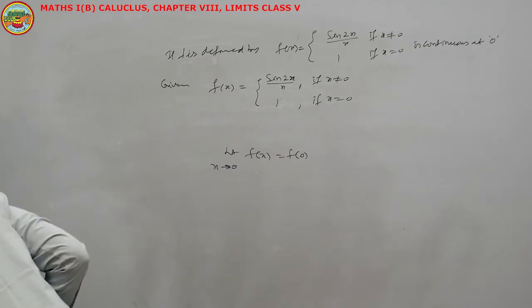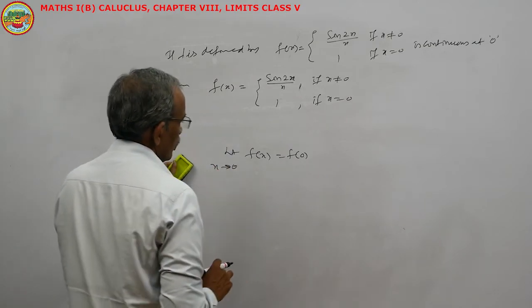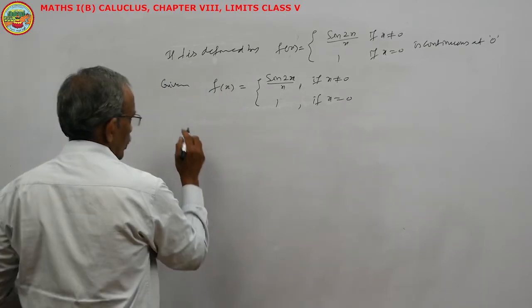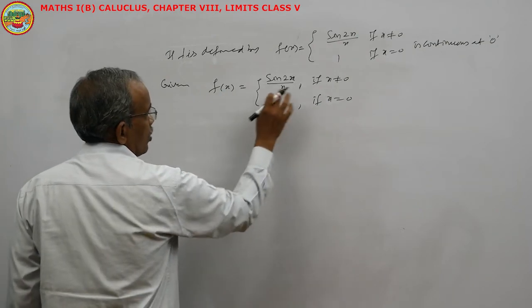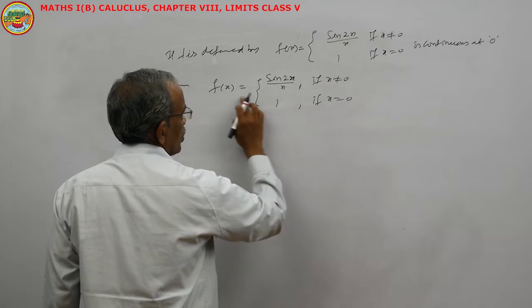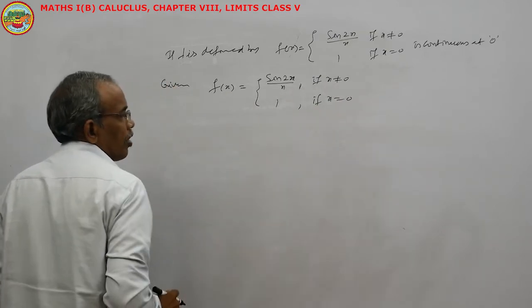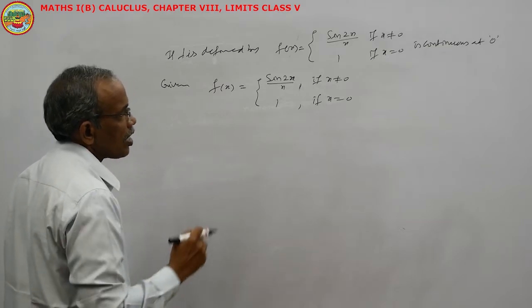Now we have to find the limit of the function at x equal to 0. This is the definition of the function. f of x is equal to sin 2x by x if x is not equal to 0, and f of x is equal to 1 if x equal to 0. Now we have to verify the limit of this function at 0.